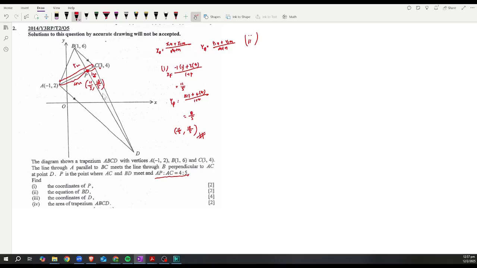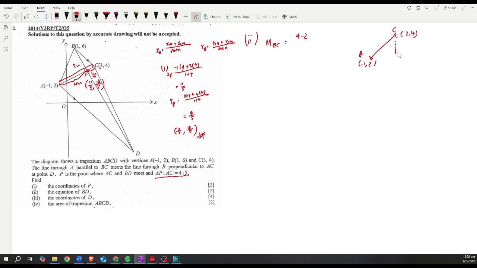We can see that BD is perpendicular to AC. Since we can't find the gradient of BD directly, we can use that relationship to solve for it, since we can actually calculate the gradient of AC. To find the gradient of AC, it's rise over run. The rise is the difference in the y coordinates, how much the line moves up vertically. Maybe I draw it out for illustration. A is -1, 2, and C is 3, 4.